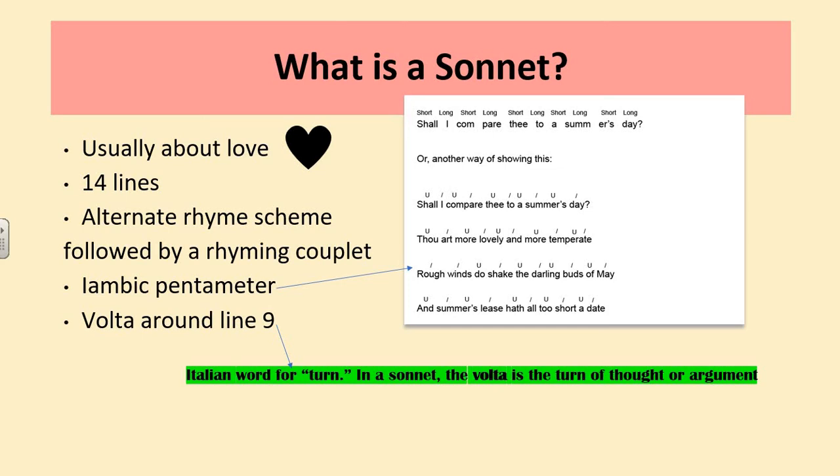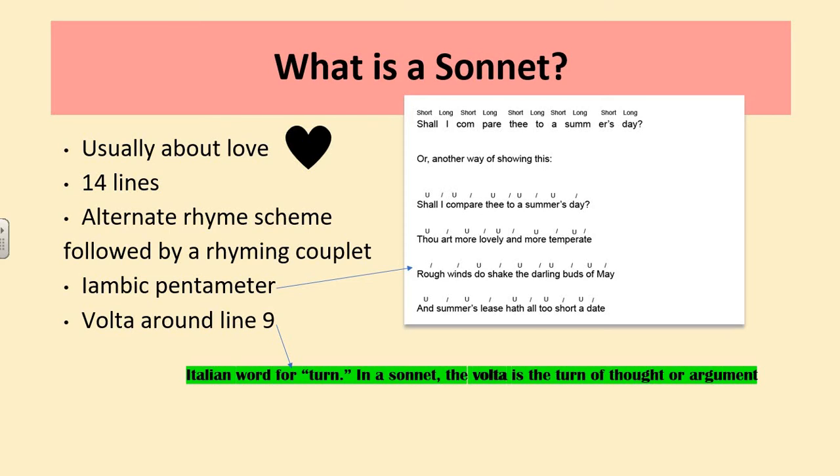Sonnets are usually about 14 lines long, so they're not very long. There's an alternate rhyme scheme, so every other line rhymes, and then followed by a rhyming couplet. Now, there is inevitably something called iambic pentameter, if you've never heard of that. It's something that Shakespeare used to write in. And this is an example here in the white box. So, iambic pentameter has around 10 syllables per line.